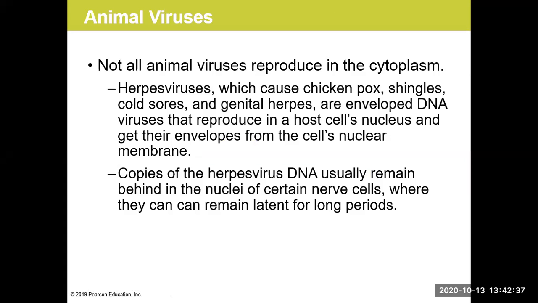Some animal viruses reproduce in the cytoplasm, while some reproduce in the nucleus. Herpes virus, which can cause chickenpox or shingles, cold sores, and genital herpes, are DNA viruses that go inside the host cell nucleus, and they get their outer envelopes from the cell's nuclear membrane. Copies of viruses like herpes virus remain behind in the nuclei of certain nerve cells where they can remain dormant or latent for relatively long periods, and every now and then they become active and produce the symptoms of the disease.